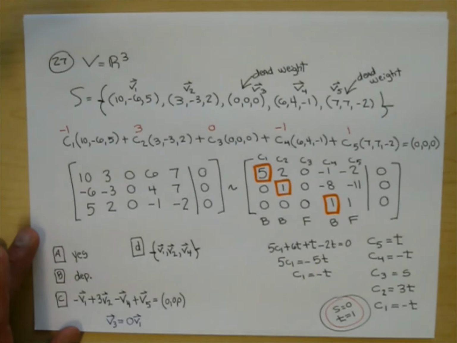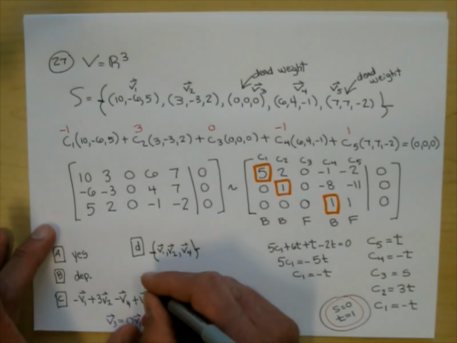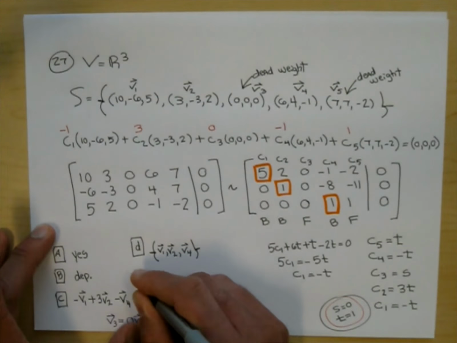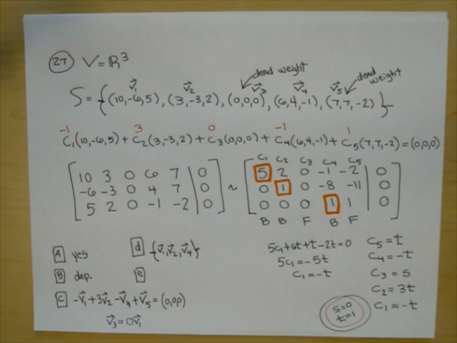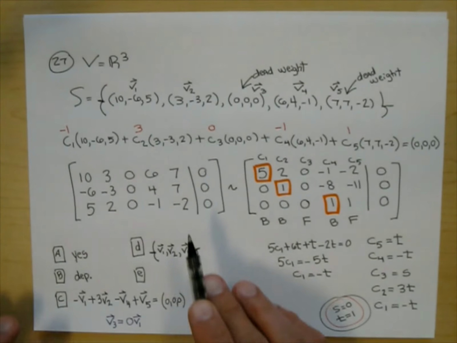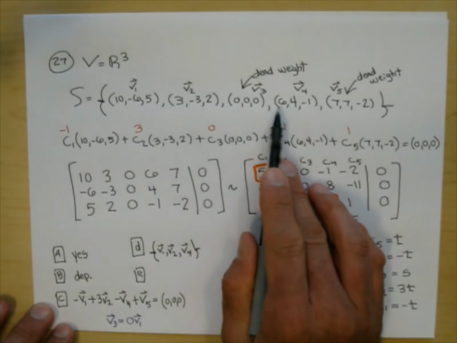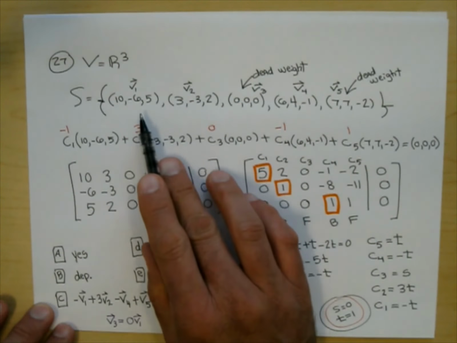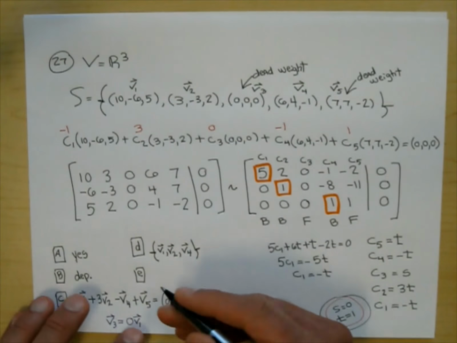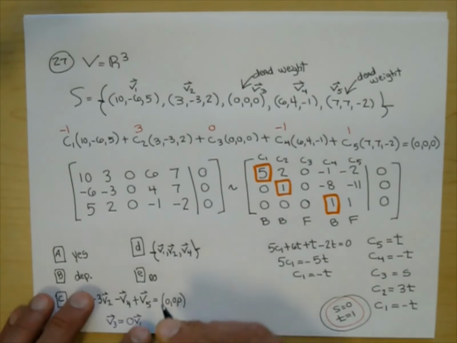And I believe the last question is, is S a basis for R3? And we know the answer is no. It is not a basis because there's 5 elements in there and the basis has to be a minimal spanning set, so the answer is no.